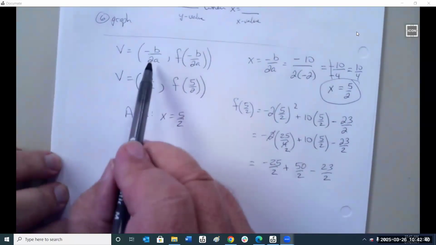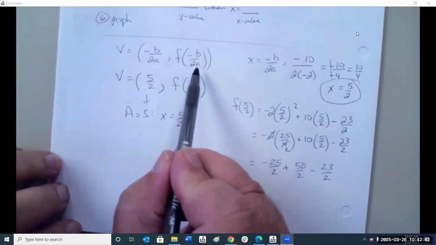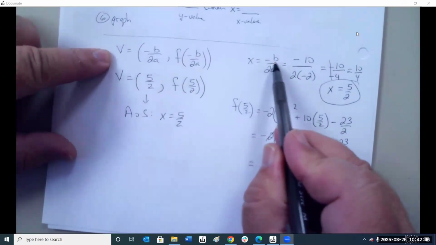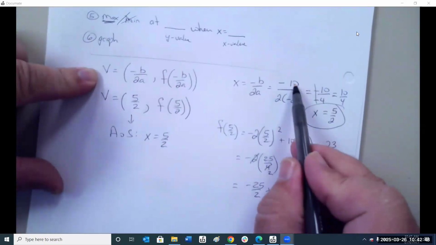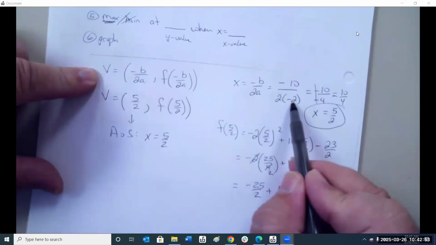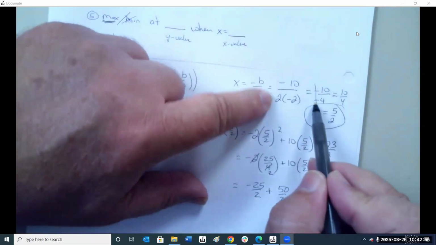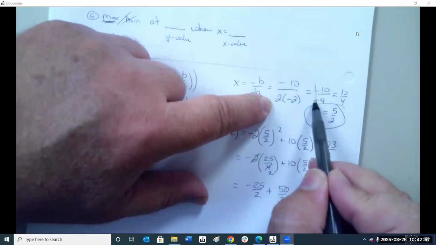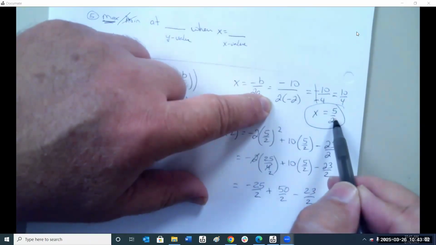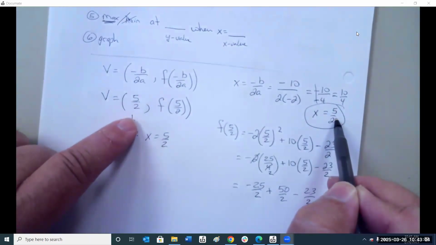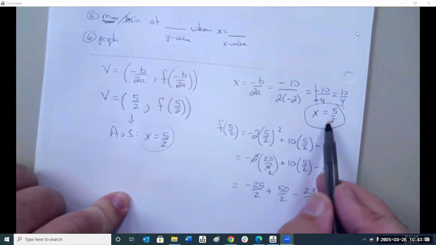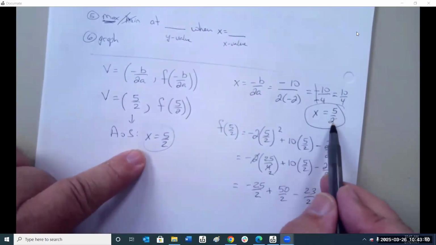So the vertex, we have negative b over 2a, f of negative b over 2a. So x is negative b over 2a. B is 10, so it's negative 10 over 2 times negative 2. So it's negative 10 over negative 4. Negatives cancel. 10 over 4 simplifies to 5 over 2. So that's my x value, which is my axis of symmetry, at the line x equals 5 over 2.